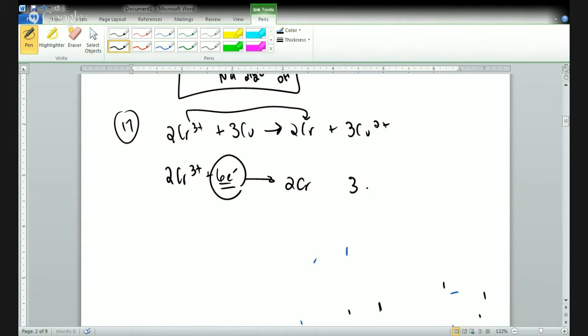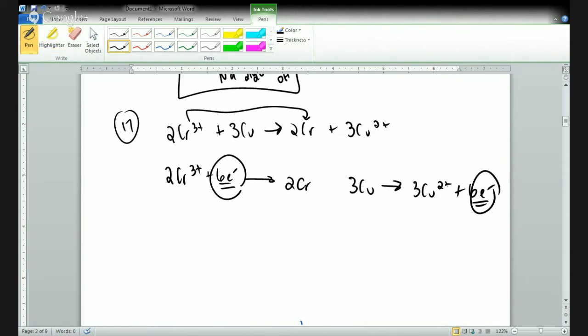And to prove to you that it's 6 in the other half reaction, when 3 Cu's react into 3 Cu2+, again, 2 times 3 is 6, that's going to give off 6 electrons. So you can just write a half reaction for either the oxidation or the reduction and put the electrons in there and see how many moles of electrons are moving. So that's how you answer number 17.